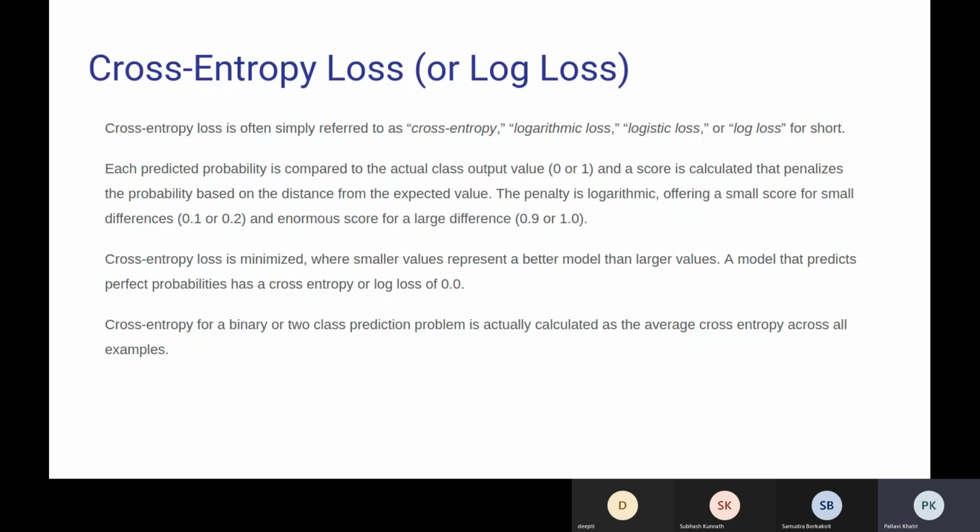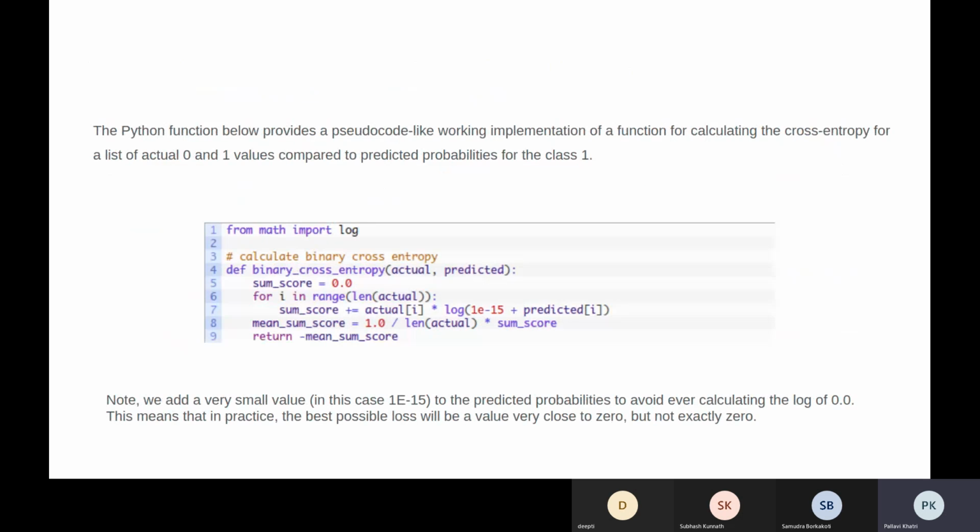A model that predicts perfect probabilities has a cross entropy loss or log loss of 0.0. Cross entropy for a binary or two-class prediction problem is calculated as the average cross entropy across all examples. This is the code snippet here.